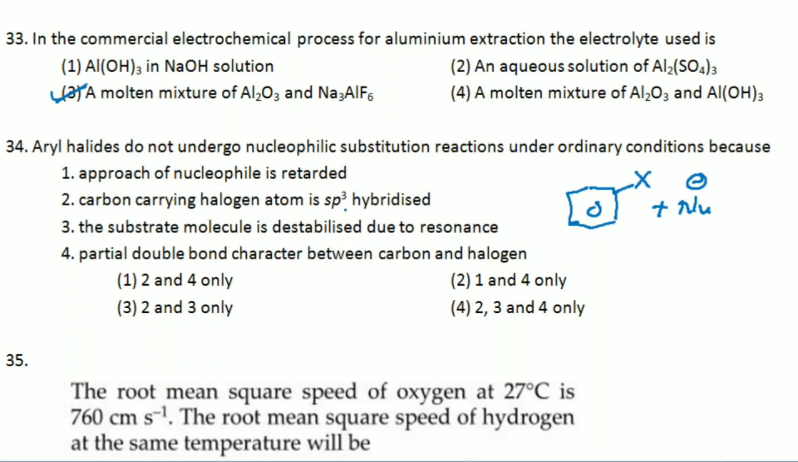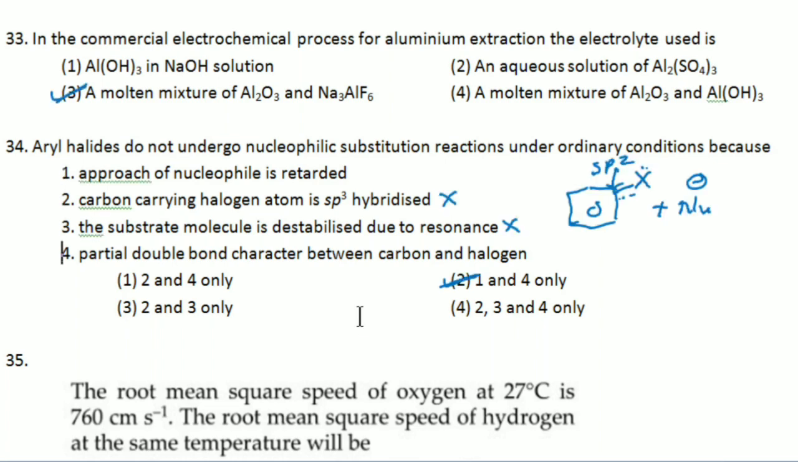Carbon carrying halogen atom is sp3, they are telling, but this carbon is, remember, sp2 hybridized, hence it is a wrong statement. Substrate molecule is destabilized due to resonance, wrong statement, it is stabilized by resonance. Partial double bond character is present, that is correct because this halogen has a lone pair which will undergo resonance. This is having resonance. So the answer for this question is first and fourth statement. First and fourth statements are correct. Second option is the correct one.